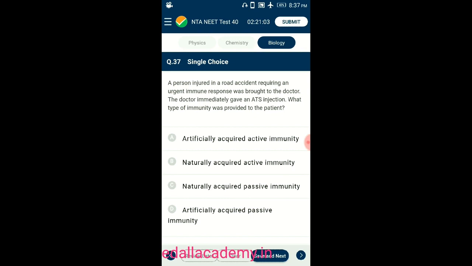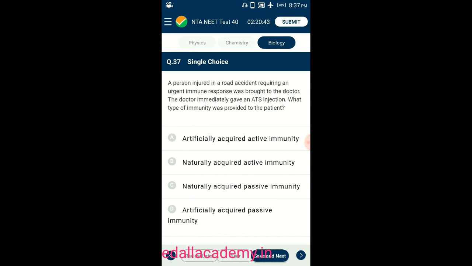Question number 37. A person injured in a road accident requiring an urgent immune response was brought to the doctor. The doctor immediately gave an ATS injection. What type of immunity was provided to the patient?